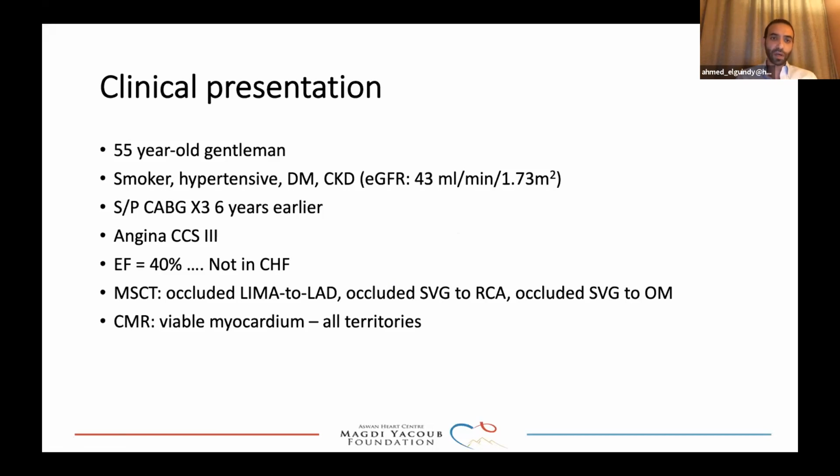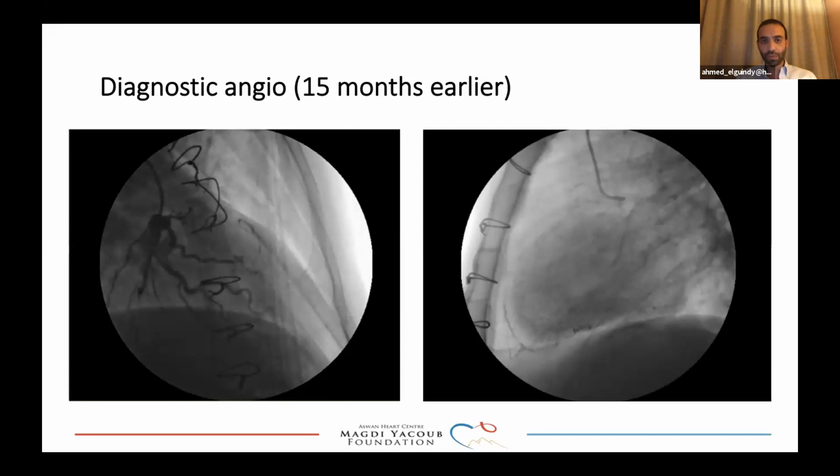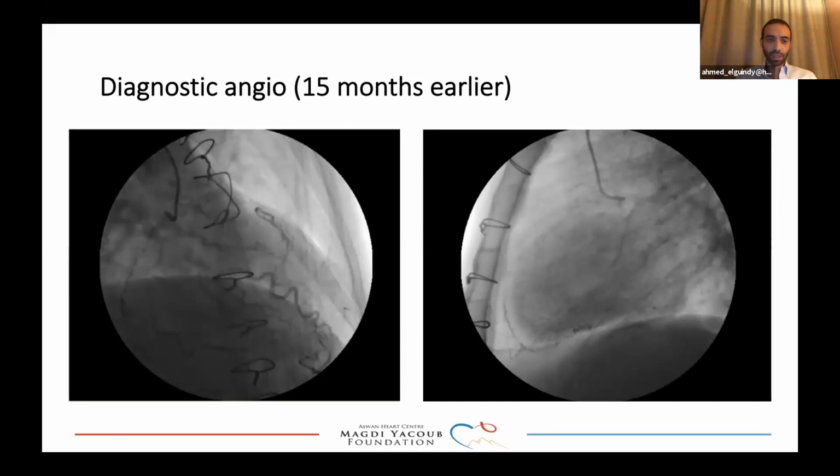So this is a 55-year-old gentleman, smoker, hypertensive, diabetic, with chronic kidney disease with moderate impairment, status post-CABG 6 years earlier, receiving 3 grafts, with angina on mild exertion and a mildly reduced ejection fraction, but not in congestive heart failure. He underwent a multi-slice CT, which showed an occluded LIMA to the LAD, as well as occluded venous grafts to both the RCA and obtuse marginal branches. CMR showed viable myocardium in all territories, and this was the diagnostic angiogram performed 15 months prior to his presentation to our center.